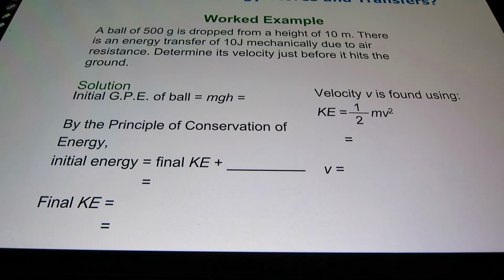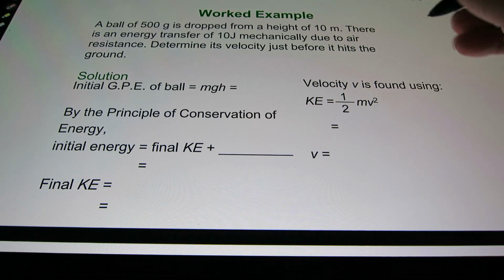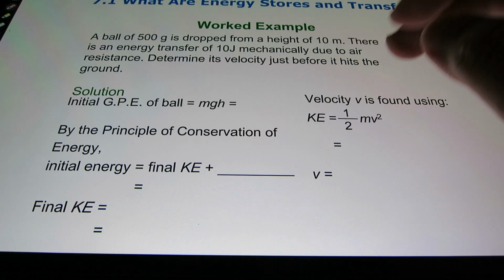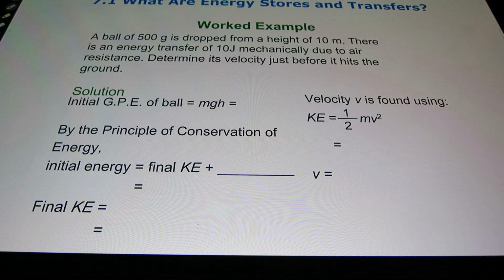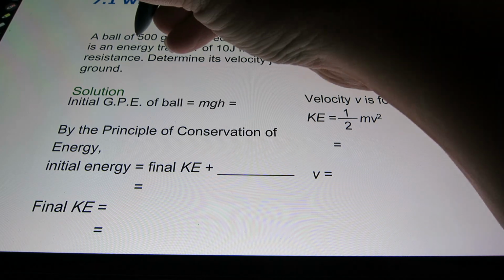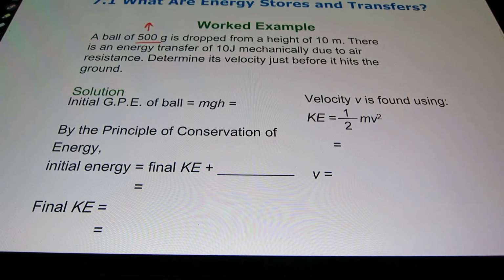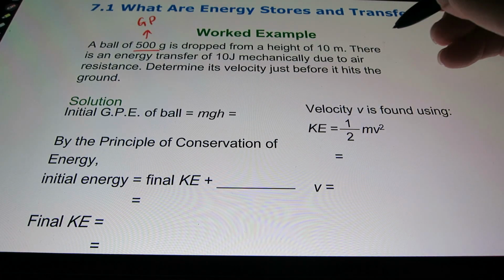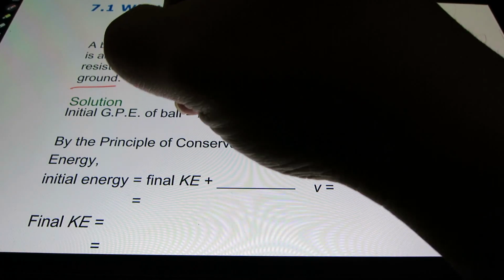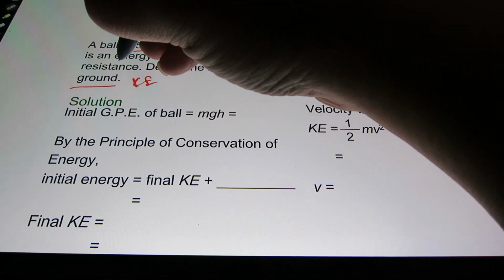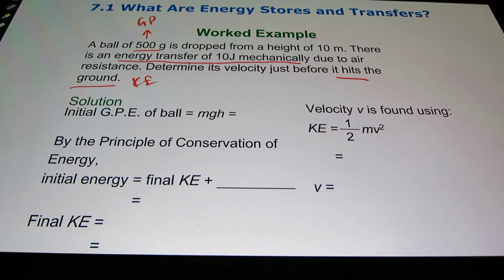Alright, so I have a ball being dropped, 500 grams, from a height of 10 meters. So I have a ball here, and there is an energy transfer, they tell you, of 10 joules mechanically due to the air resistance. Then they ask you to determine the velocity. Now, this is the mass. The ball only has energy in the gravitational potential store. At the end of the day, just before it hits the ground, it should have kinetic store. But they are telling you that I lose some of this energy due to air resistance, meaning it is transferred out of the ball into the surroundings.